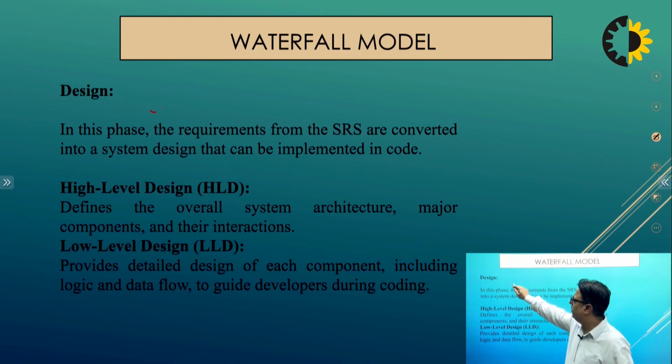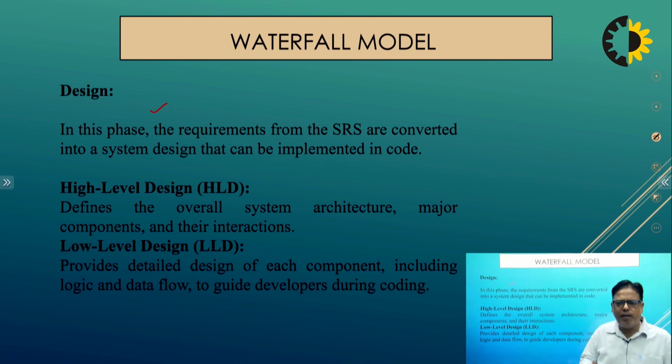Third phase is designing. In this phase, the requirements are already decided in the previous phase and documented in the software requirement specification document. As per the SRS document, we need to design the software accordingly. The requirements from the SRS are converted into a system design that can be implemented in code or any language according to the customer requirements and feasibility. Basically, two types of design levels are available here. First one is HLD, high level design, and second one is LLD, low level design.